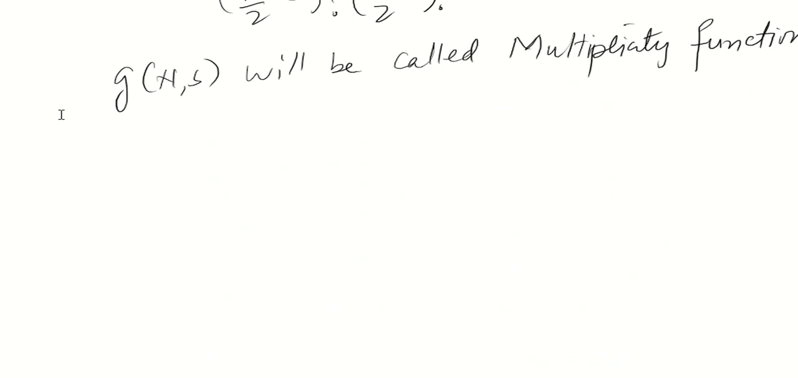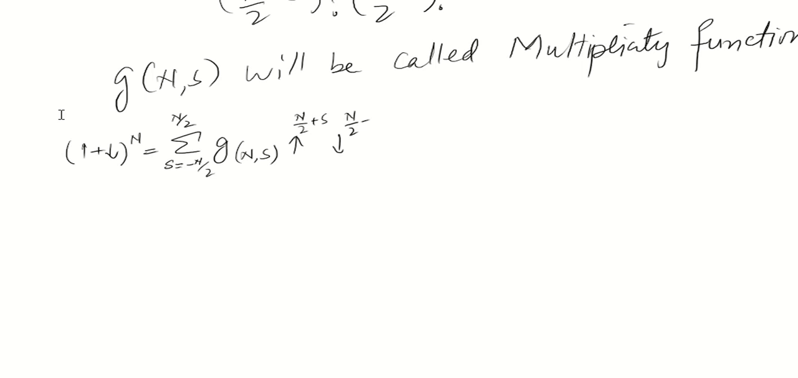So we get (up spin plus down spin) whole raised to the power n equals the summation, s goes from minus n half to plus n half, of g of n s times up spin raised to the power n half plus s, down spin raised to the power n half minus s. This is our equation number 6.